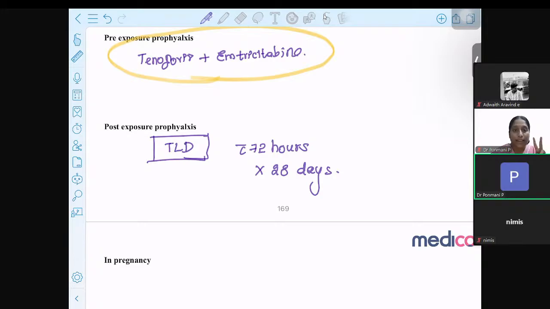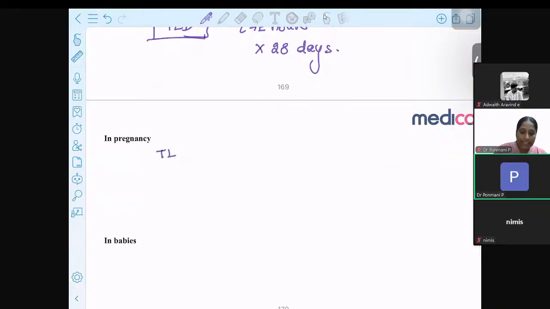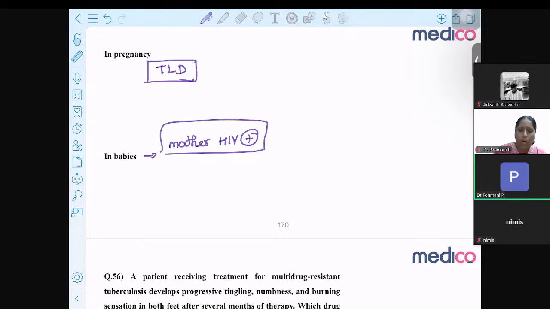Pre-exposure, it is a dual regimen, whereas for post-exposure, it is a TLD regimen. It should be started within 72 hours for the maximum protection, and the regimen should be given for a month period. And what about in pregnancy? Even in pregnancy, the same regimen is followed, which is the TLD regimen. There's no doubt in it. Now, what will we give to the babies who are born to mothers who are HIV positive? In this case, what do we do?